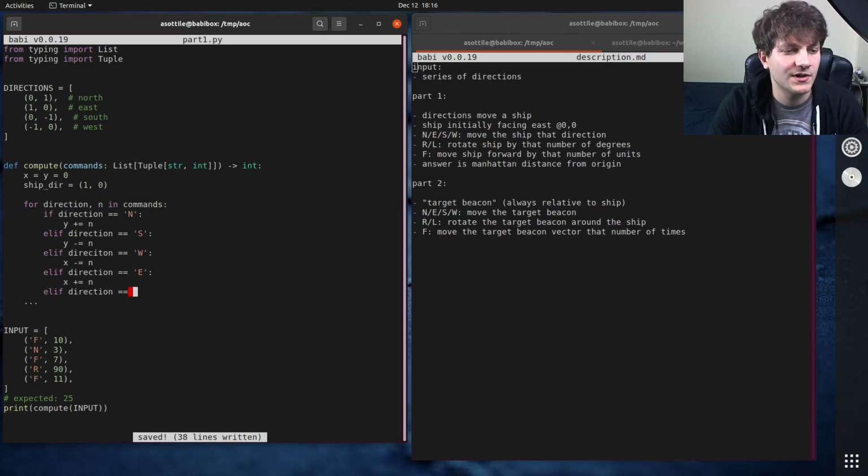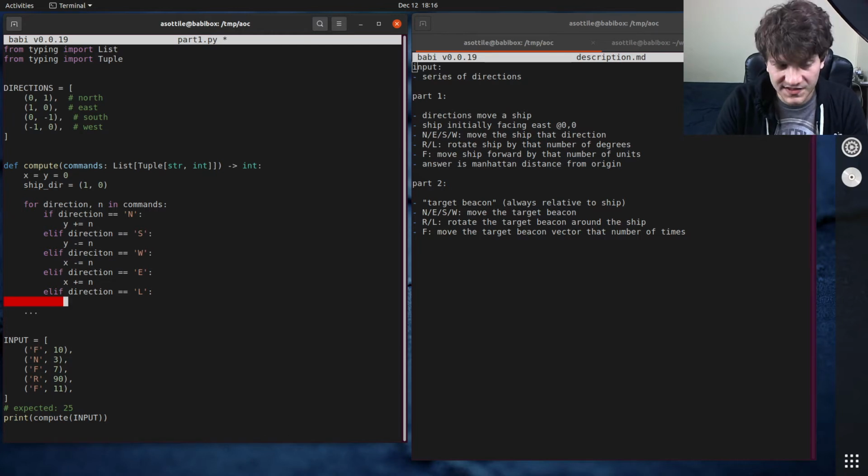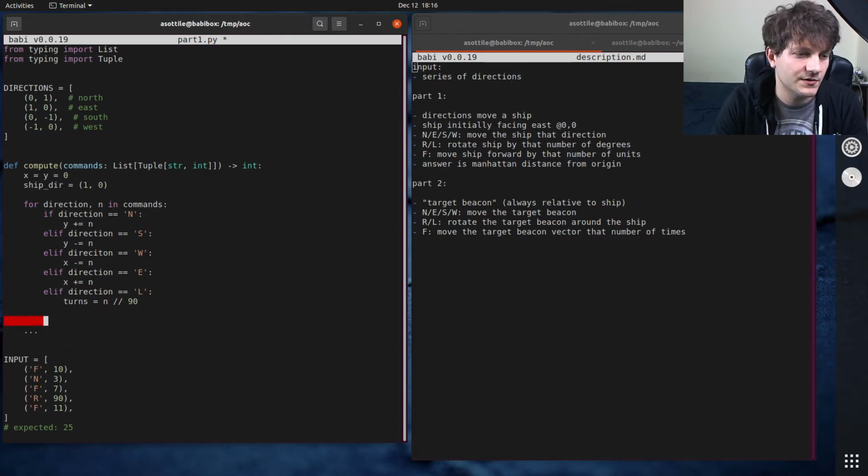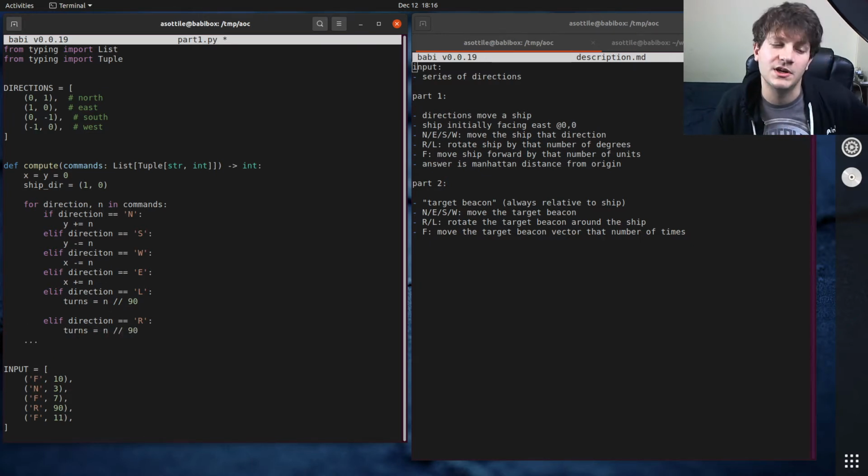So let's say if direction equals L, we know that the number of turns that we need to do is equal to n divided by 90. We also know that if direction equals R, turns equals n divided by 90. So this will tell us how many turns left or right we need to do.